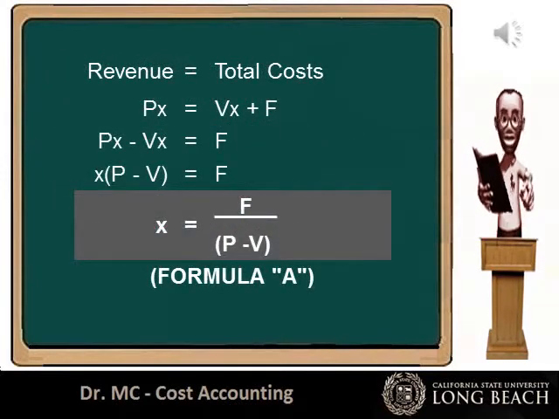Now, we want to solve for the number of units produced and sold that satisfies this relationship. Remember, when our firm breaks even, its revenue equals its total costs, which can be read as PX equals VX plus F. If you move VX to the left-hand side of the equation, then PX minus VX equals F. If you factor out the common X on the left-hand side, you get X times (P minus V) equals F. If you move the (P minus V) to the right-hand side, you get X equals F divided by (P minus V), which we will call formula A.